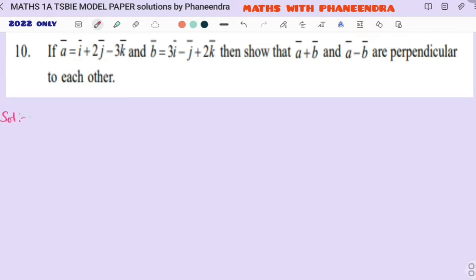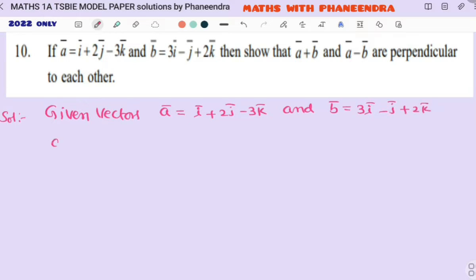In this question number 10, given A bar, B bar, show that A bar plus B bar and A bar minus B bar are perpendicular to each other. To show the given vectors are perpendicular, the dot product should be equal to 0. So if you prove that the dot product of the respective vectors is 0, then the vectors are perpendicular. So first, given vectors A bar equal to i plus 2j minus 3k and B bar equal to 3i minus j plus 2k.